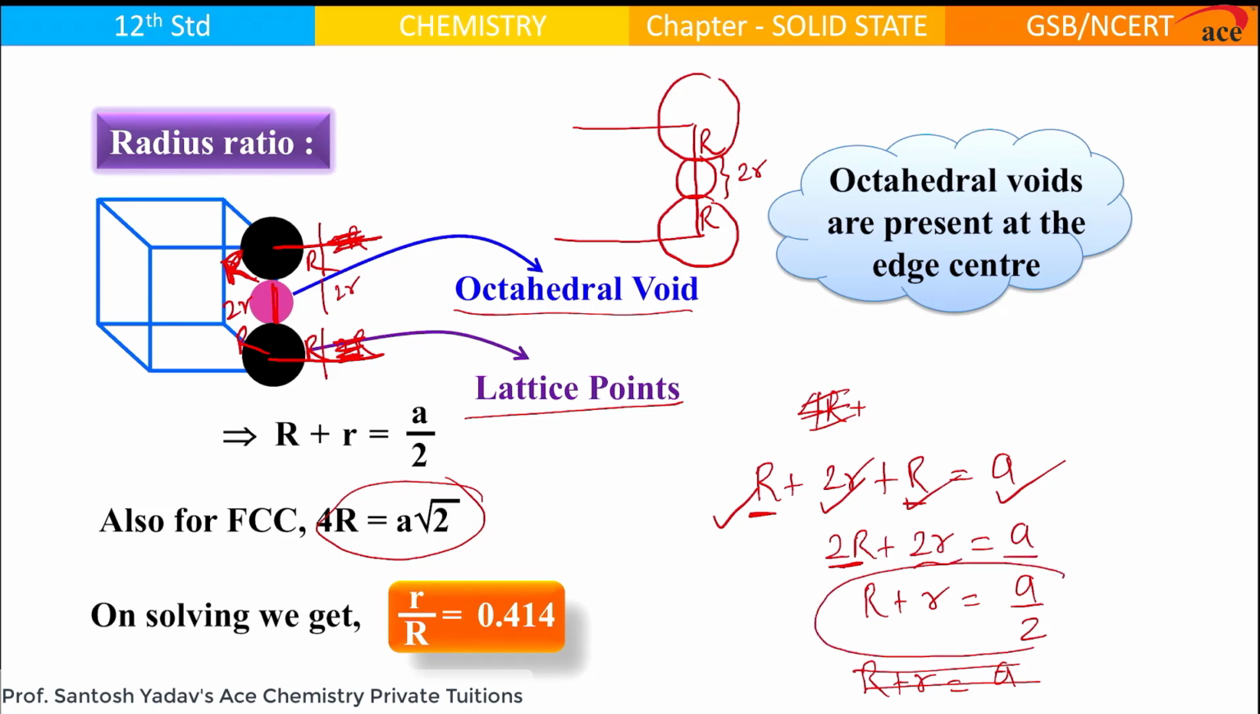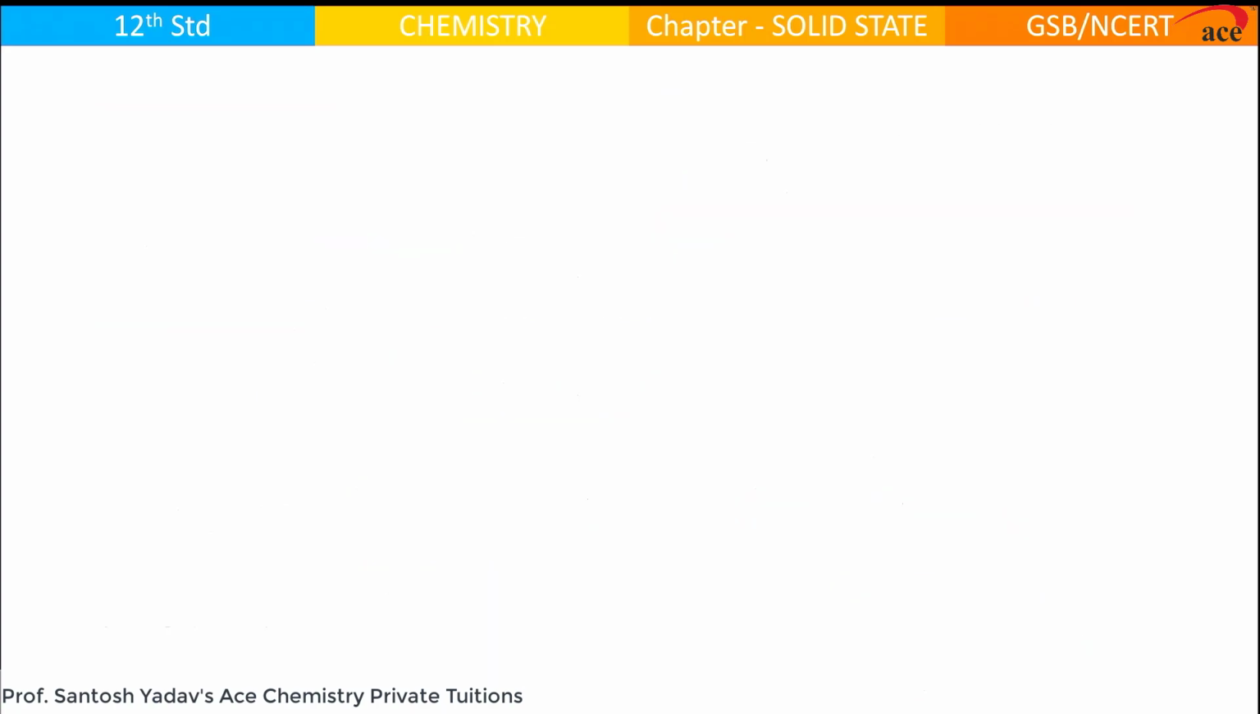So R plus small r will be a root 2 by 2, and we know there is a relation that 4R is equal to a root 2. If you substitute all these things and do trigonometric calculations, then the radius ratio will be 0.414. Small r is the radius of the sphere which exactly fits into the octahedral void, and capital R is the radius of the sphere that makes up that void.